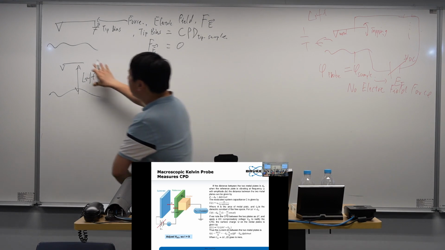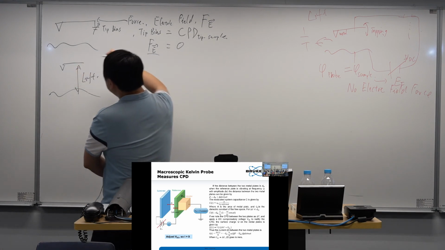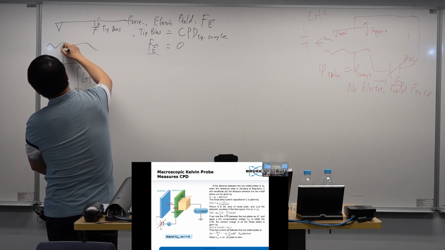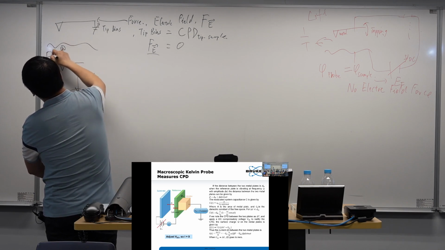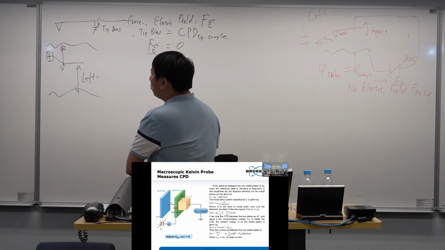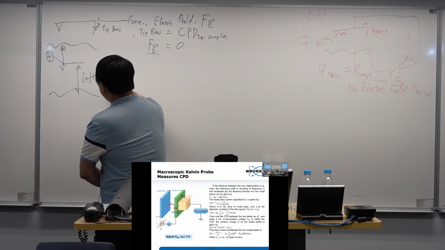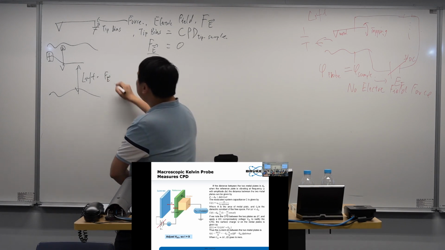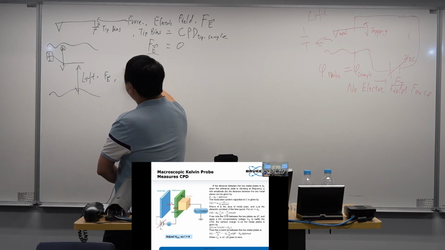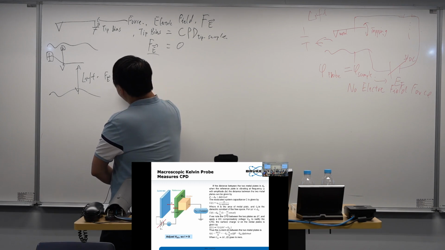Second, how can we measure a force? Quite easy. There is still a laser, there is a detector. So once there is an Fe, this Fe could be repulsion, could be attraction.